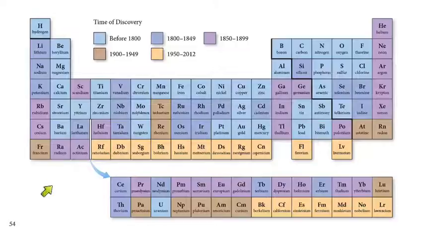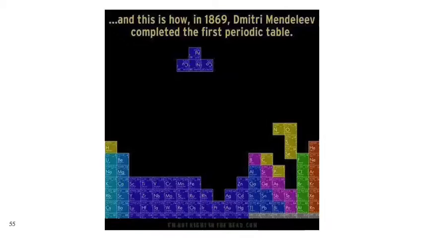This is an interesting version of the periodic table showing times of discovery. So in the light blue, yeah, it does look light blue up there. These are things that were discovered before 1800. And the slightly darker blue, between 1800 and 1849. So all of those bluish elements were known about when Mendeleev was making up these patterns. And here we see there's silicon and here's germanium. And germanium is one of the ones that Mendeleev predicted would be discovered. And this is how, in 1869, Dmitri Mendeleev completed his first periodic table.